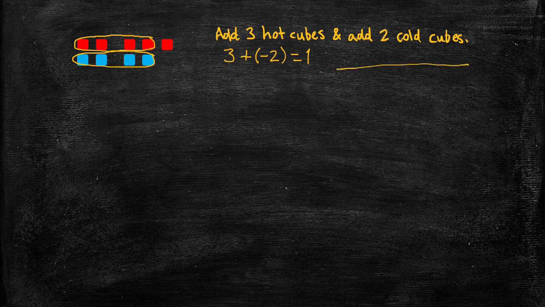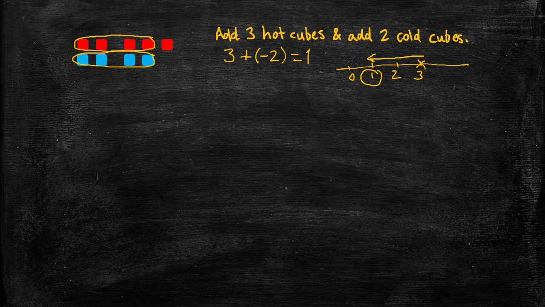So on a number line, what I'm doing, I'm starting at 3, and I'm adding 2 cold cubes. I'm adding -2. If I add a negative number on a number line, I move to the left. So I end up at +1.